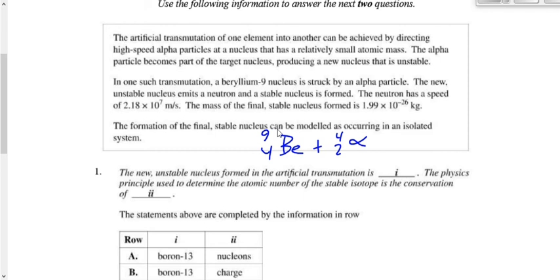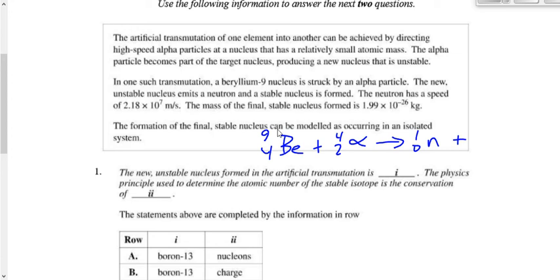This would be not alpha decay. Alpha decay would have the alpha particle on the right-hand side because it's decaying into an alpha particle. This is being bombarded by an alpha particle, so it becomes part of the reactants or the parent nuclei, you could say. It emits a neutron, so there's a neutron and a stable nucleus.